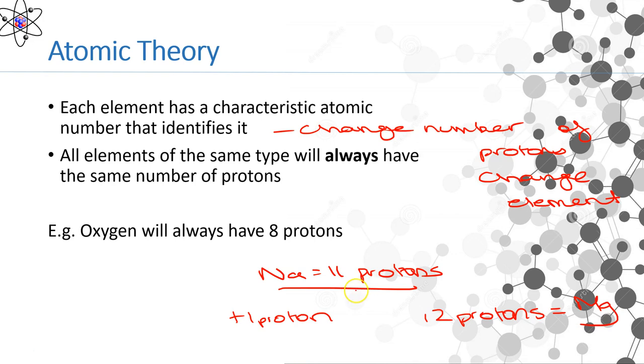So if I change the number of protons, I change the element I'm talking about. Elements of the same type will always have the same number of protons. All carbon elements have 6 protons. All hydrogen has 1 proton. Oxygen will always have 8 protons. By definition, things with 8 protons are oxygen atoms. By definition, things with 12 protons are going to be magnesium atoms, and we can't change that. If we change the protons, we change the element.